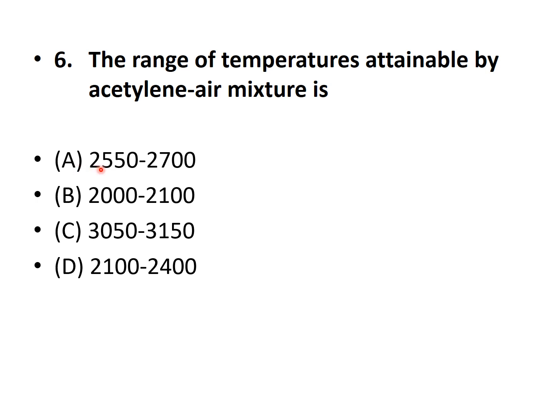Here are the options. A is 2550 to 2700 degrees centigrade, B is 2000 to 2100, C is 3050 to 3150 degrees centigrade, and D is 2100 to 2400 degrees centigrade. And the right answer is D, that is, the temperature of air acetylene flame is 2100 to 2400 degrees centigrade.